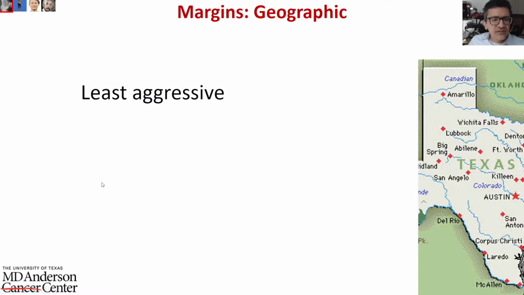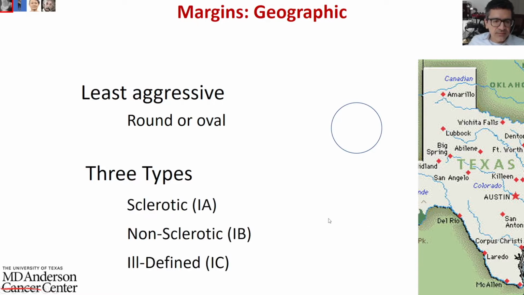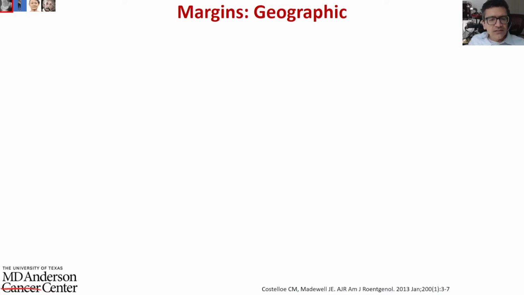The geographic lesions are the least aggressive. They're typically round or oval and are subdivided into three subtypes: sclerotic or 1A, non-sclerotic or 1B, and ill-defined or 1C. Let's talk about the different types of geographic margins.